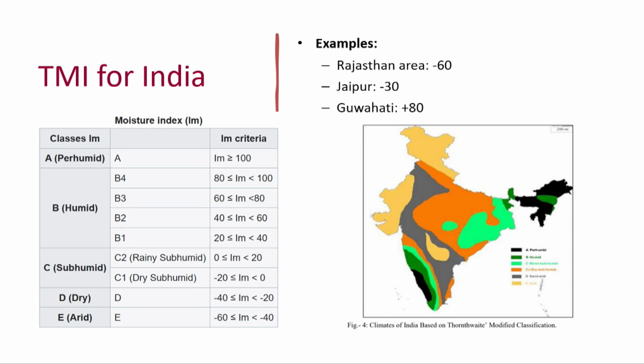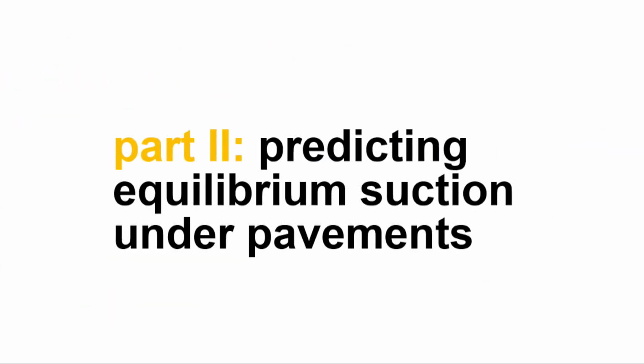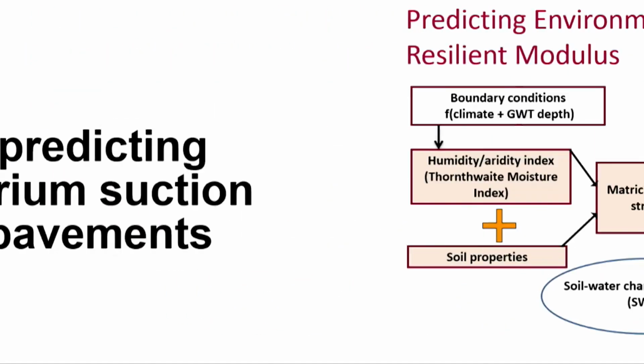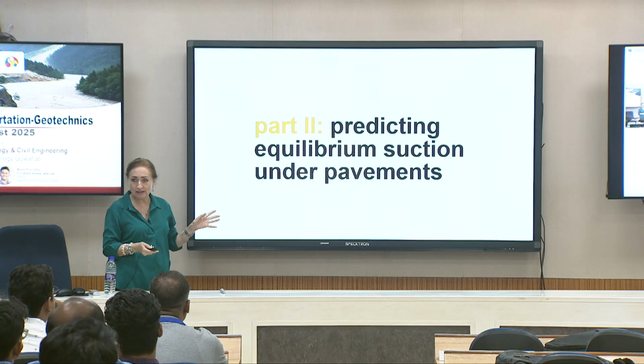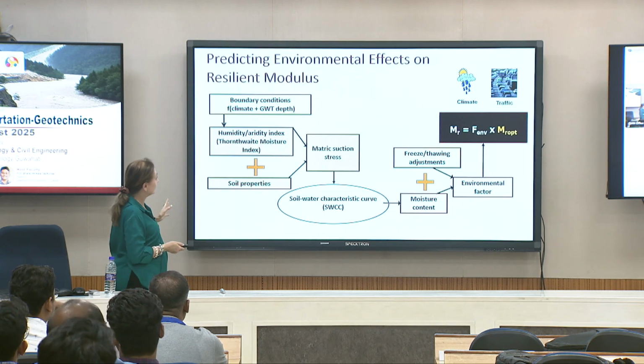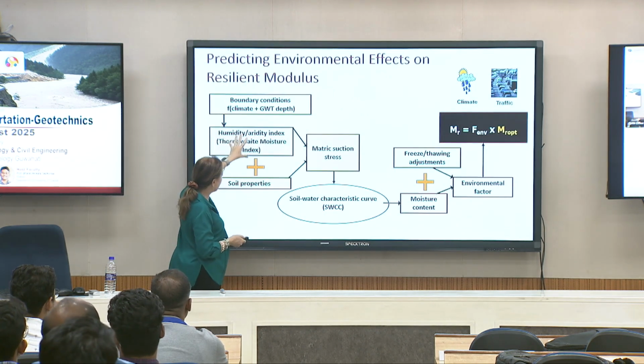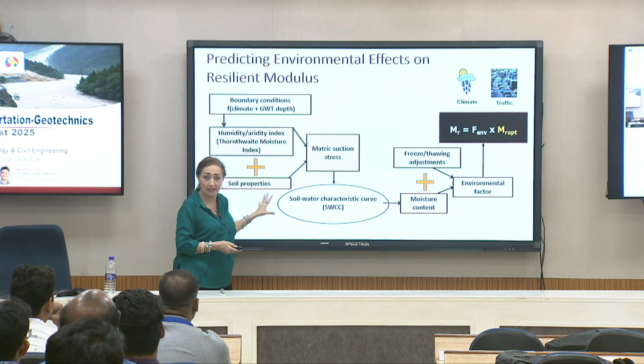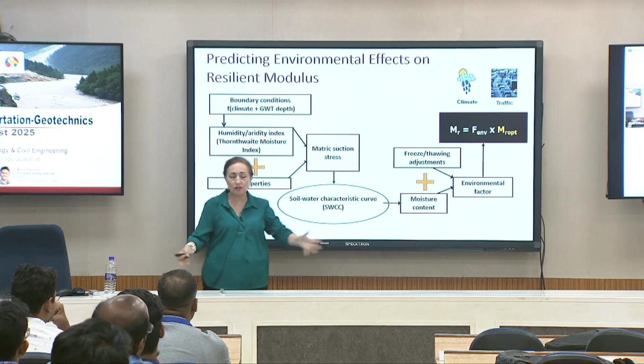So you got those values, and we're going to be using those values to go forward. We're not going to calculate them, but the equations are there for you to use later on and calculate the one for your region or for the soil that you need. Okay, so you got the TMI. Now you need to predict the equilibrium suction under the pavements, right? For that, you're going to need some properties of the soil of the project.